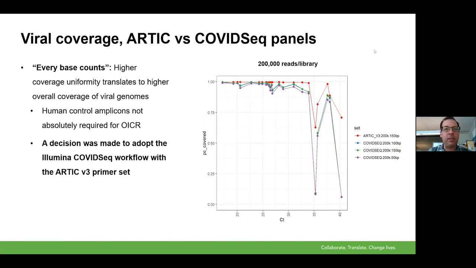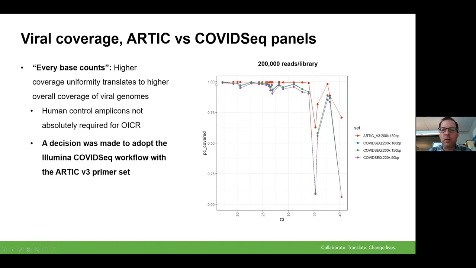So the last bit of information that we had to look at before making a decision was basically, what do the viral genomes look like? The aim here is to generate nearly complete virus coverage, given that downstream researchers are going to be interested in looking at variants of concern and also relatedness between different samples and outbreaks, et cetera. We kind of took a philosophy of every base counts, and the higher coverage uniformity in the previous slide seemed to consistently translate to higher overall coverage of viral genomes, down to about the CT of 32 to 33 level. And so we're still basically getting a complete viral genome from the vast majority of samples that come our way. We do occasionally see samples in the sub CT 35 range, but those are kind of triaged upstream of us.